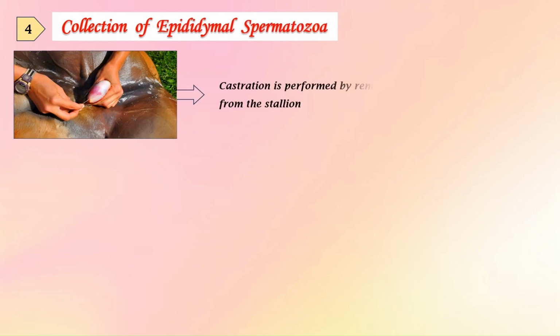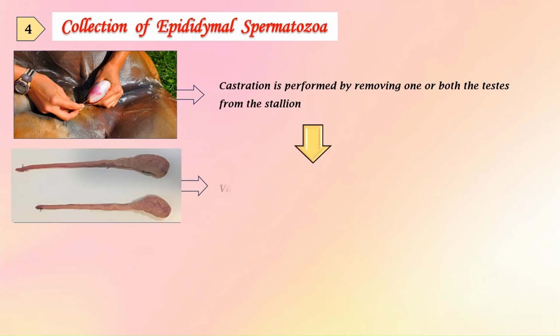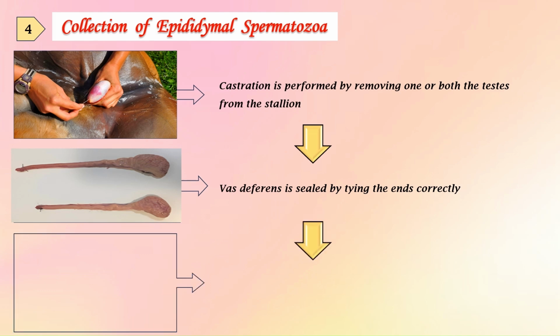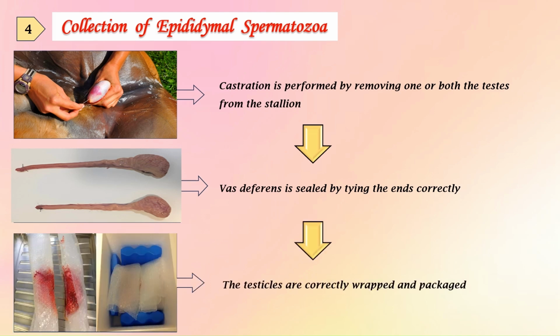Firstly, castration is performed by removing one or both the testes from the stallion. The vas deferens is sealed by tying the ends correctly. The testicles are correctly wrapped and packaged.